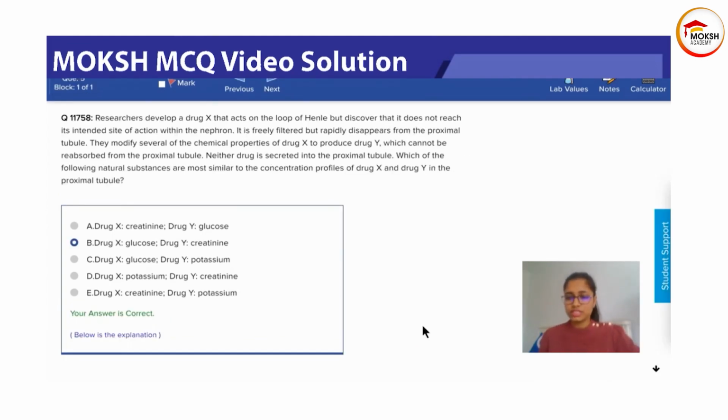So drug X, they were saying that it's filtered and then you don't even see it after the PCT. So that's why it was glucose, because you never want to lose glucose. Your PCT is just going to reabsorb your glucose, your amino acids and all that. And then creatinine is the one that gets secreted even after you freely filter it, right?